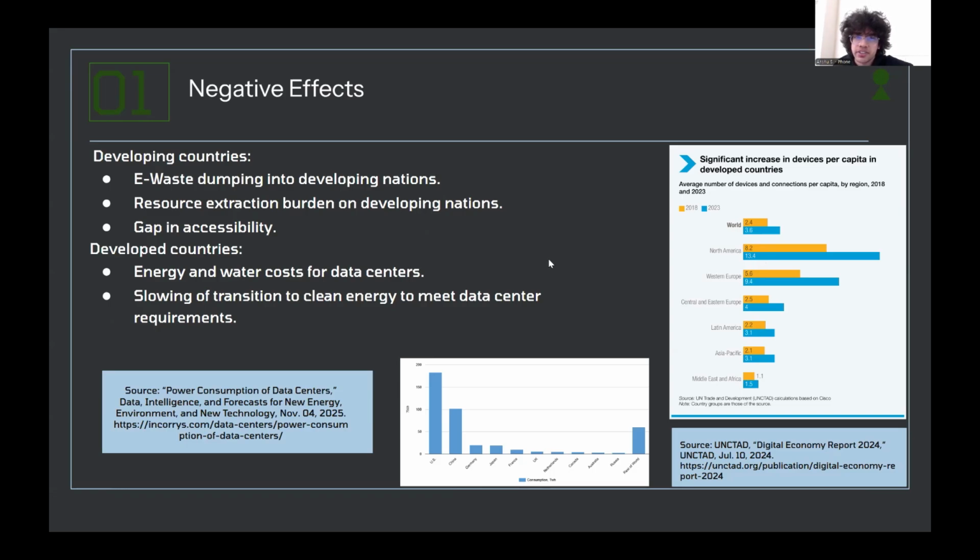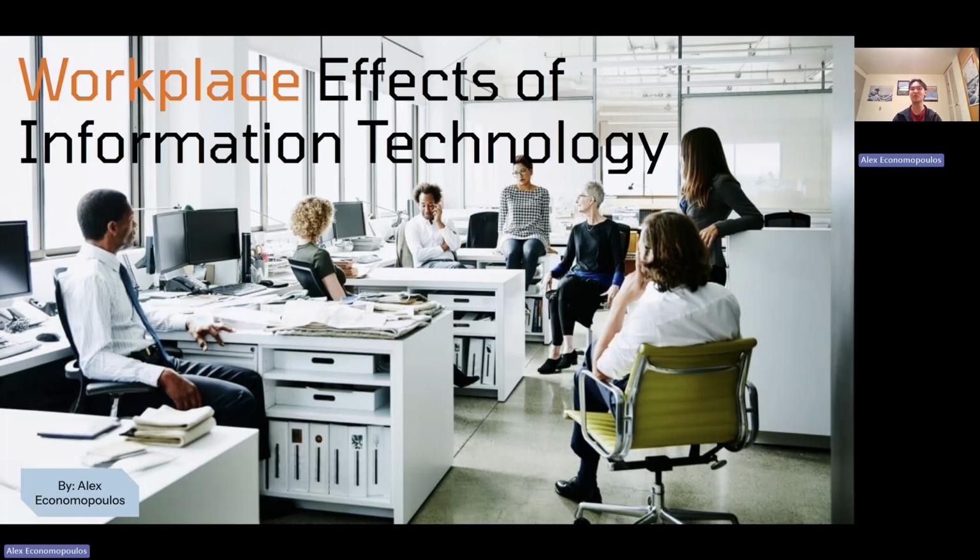Energy and water costs for data centers are really high, and this affects developed countries as well. And there's a slowing of transitioning to clean energy to meet data center requirements because clean energy just can't keep up with the infrastructure it currently has. So in places like the Midwest, new gas plants or gas pipelines are being opened by companies such as Entergy and Sesource.